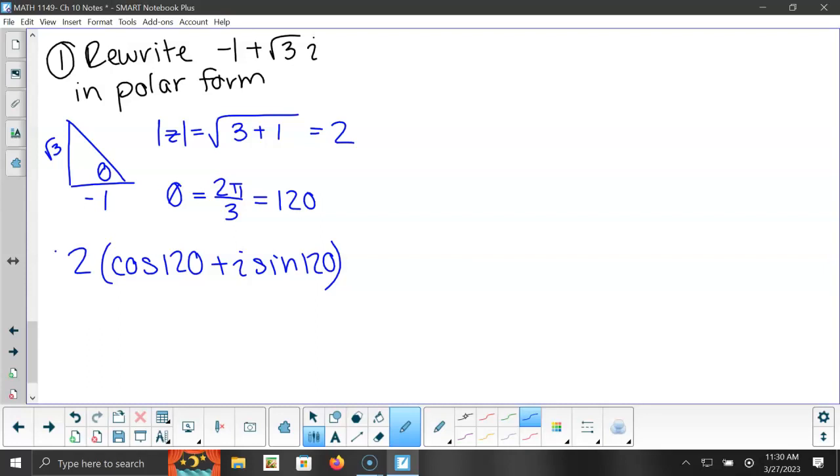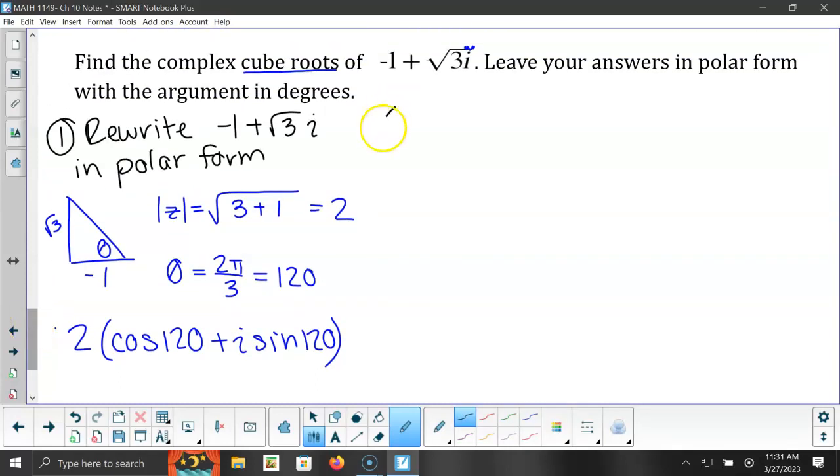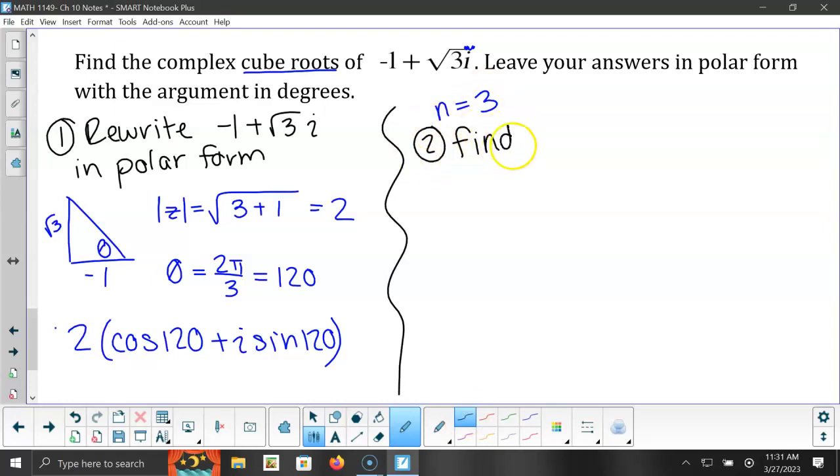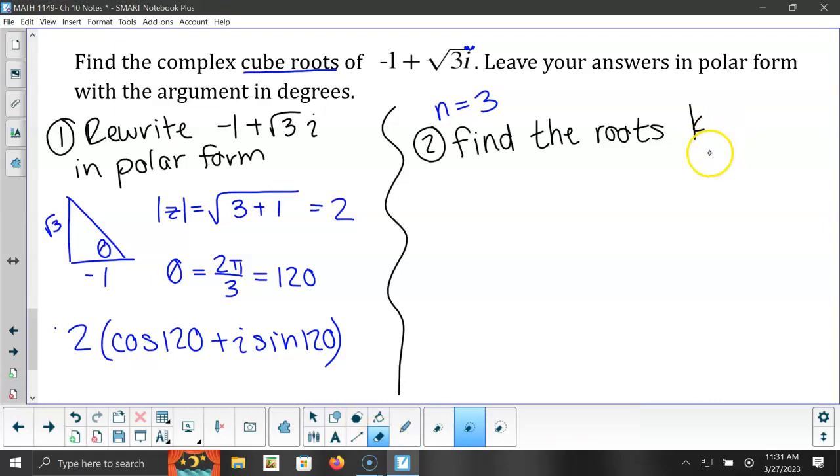Alright, ready for step 2? As ready as we're going to be? We're almost done at least. So, when they said cube roots, how many roots is that? 3. So, cube roots means n equals 3. So, step 2, find the roots. And remember, they had that bottom thing with k on the formula. So k is going to be 0, 1, and 2.